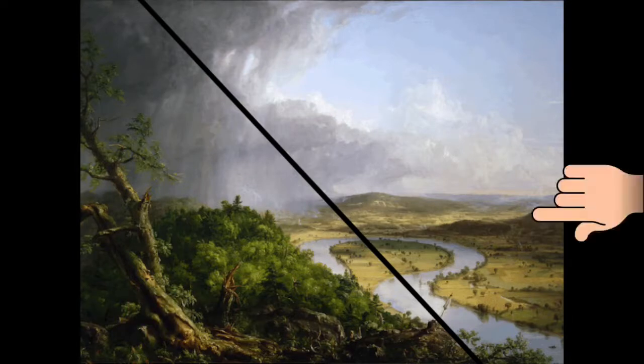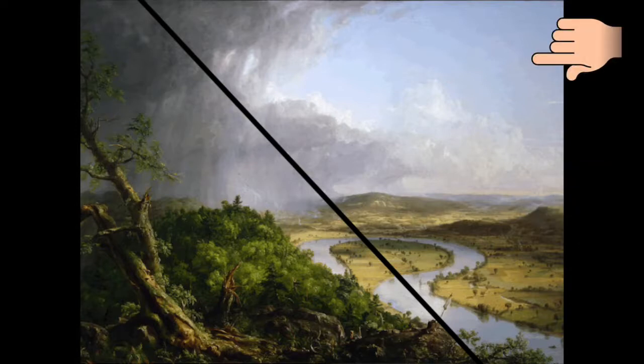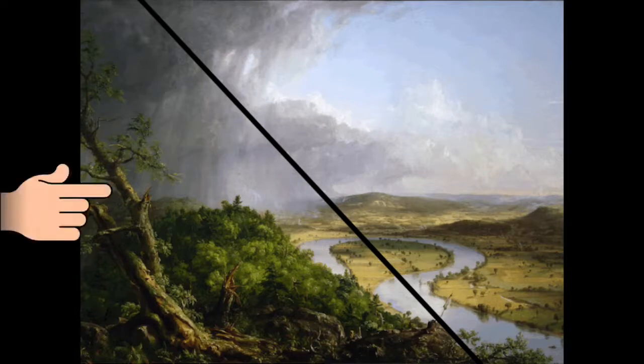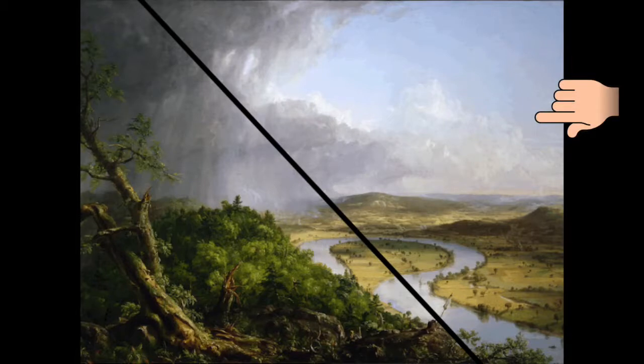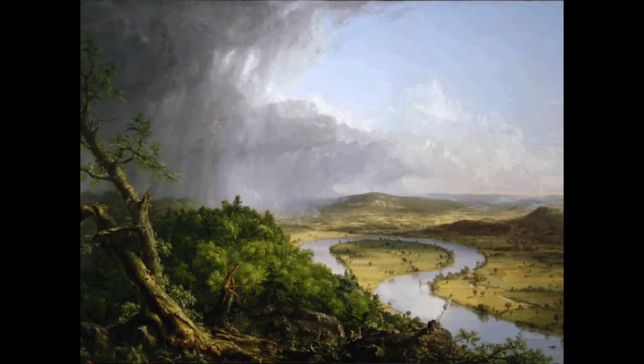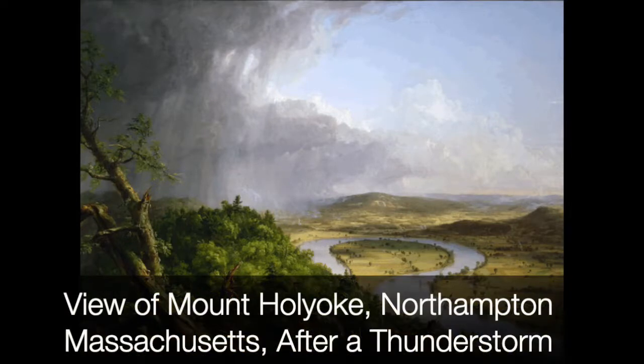Now look at the faraway landscape on the right side of the painting. What is the weather like? This painting shows two very different views of nature. On the left, close to us, nature is dark and wild, but on the right, nature looks bright and peaceful. Now that you've looked carefully at the weather in this painting, its real name won't surprise you. It's called View of Mount Holyoke, Northampton, Massachusetts, after a thunderstorm.